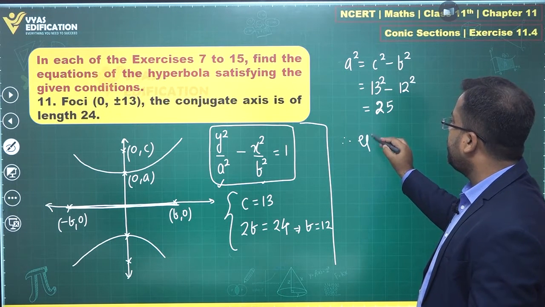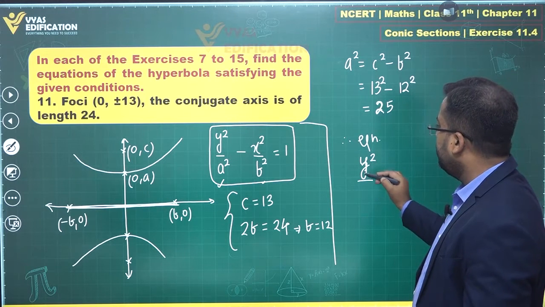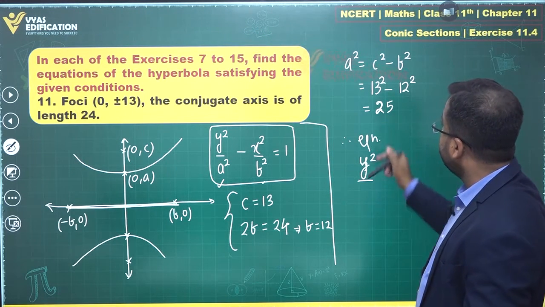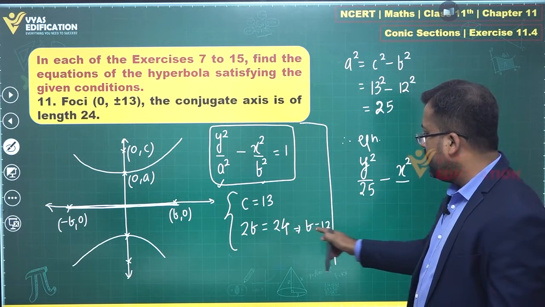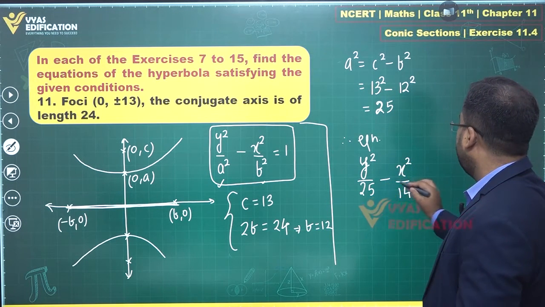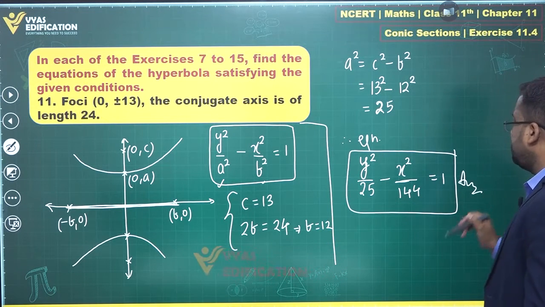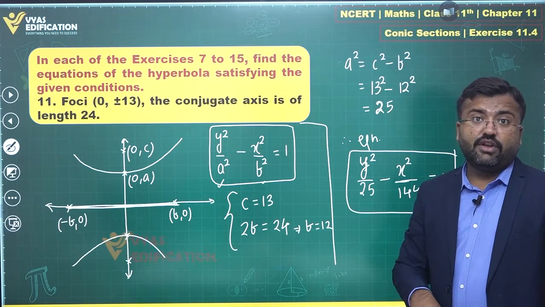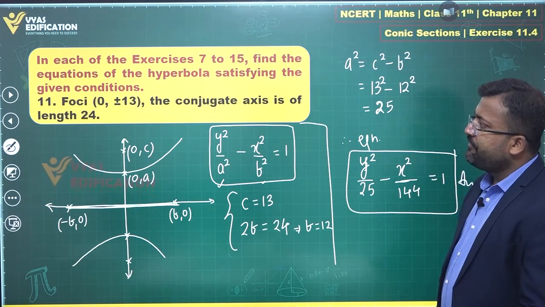Therefore, equation of hyperbola will be y square upon A square. Where is A square? This is 25 minus x square upon B square, which is 144, equals 1. This is what I have, and yes, that's the required answer for this particular question over here. This is 11th question for us, and that's the final solution for this.